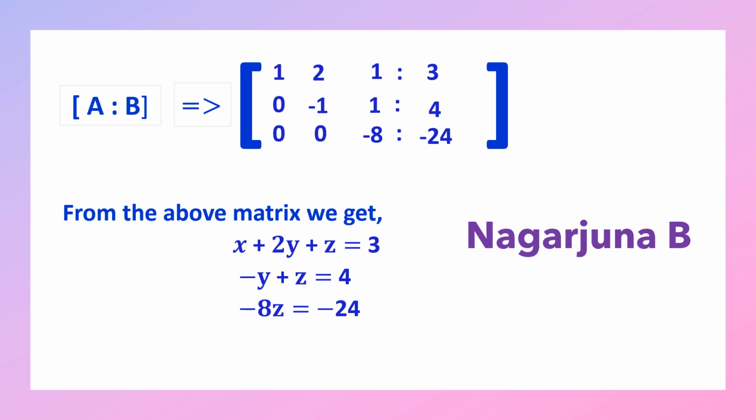Then by considering the third row, the x and y terms will be 0, whereas the z term is minus 8. This is minus 8z equal to minus 24. So these are the equations which we get by considering the augmented matrix which has been reduced to an upper triangular matrix by using the Gauss elimination method.